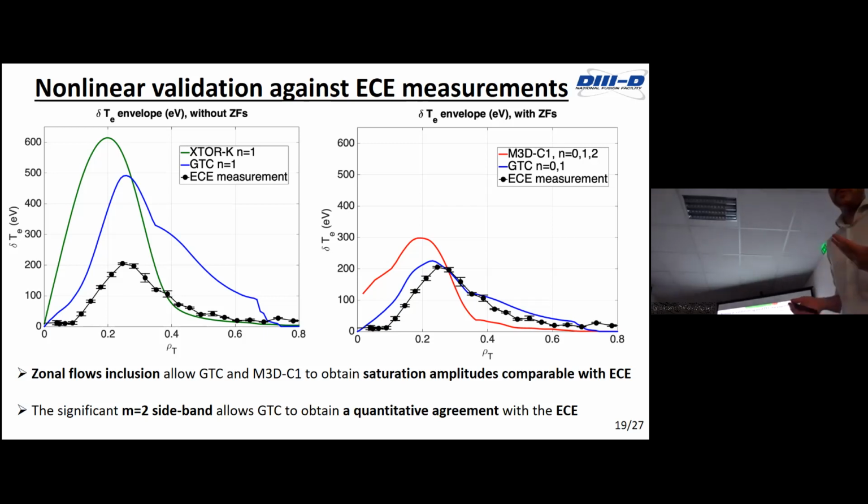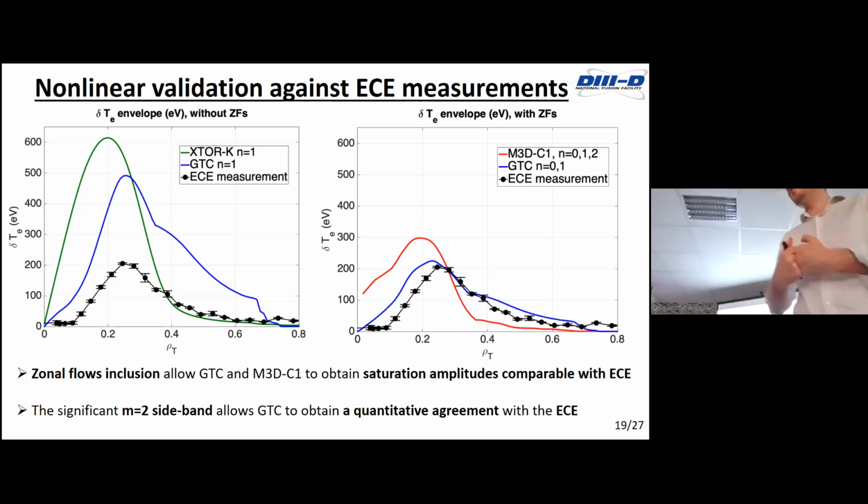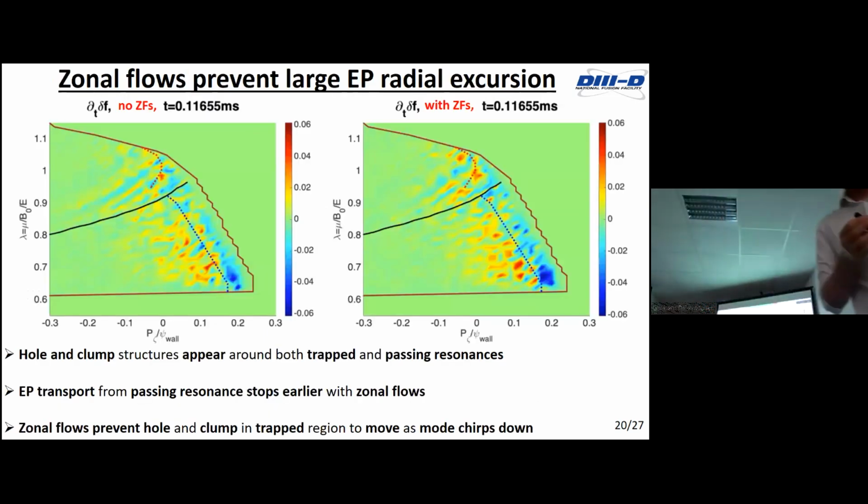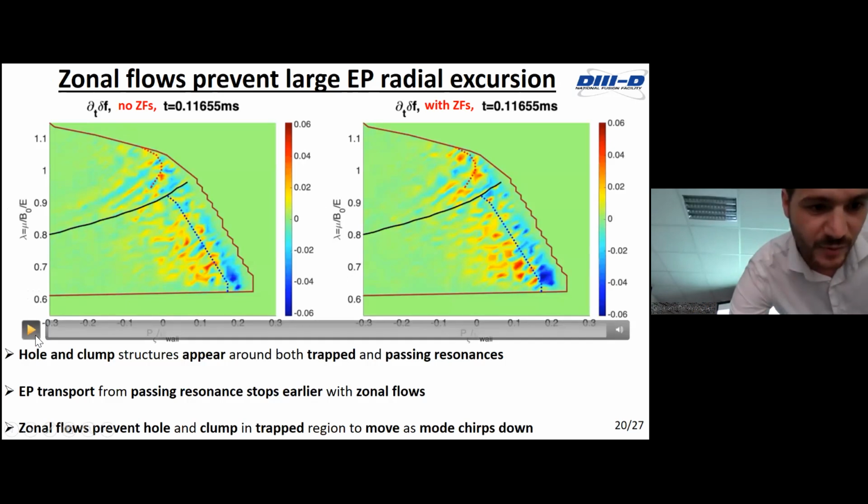So now we might wonder, what is actually causing the zonal flow to reduce that much the saturation amplitude? To do that, we look at the time evolution of the instantaneous transport in phase space, so basically the time derivative of the distribution function. Without zonal flow on the left and with zonal flow on the right. I'm going to show a video from the end of the linear phase to the middle of the nonlinear phase.